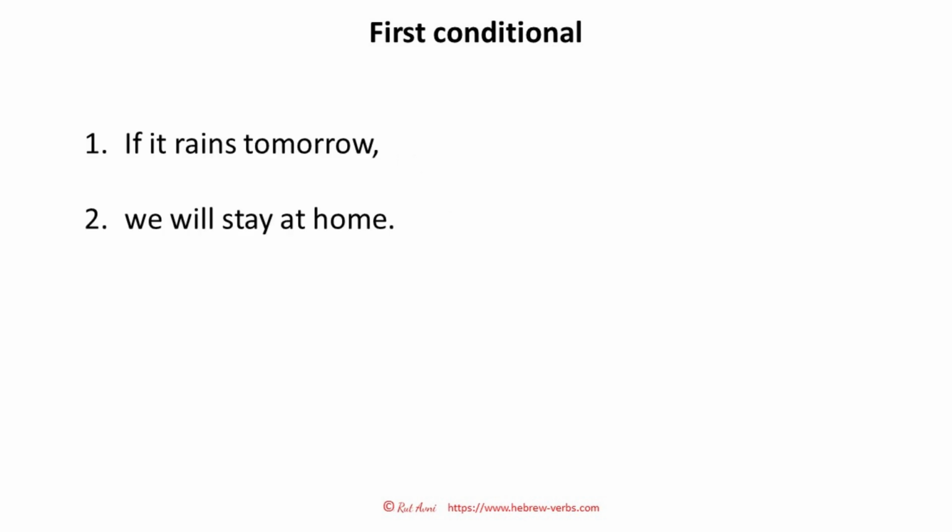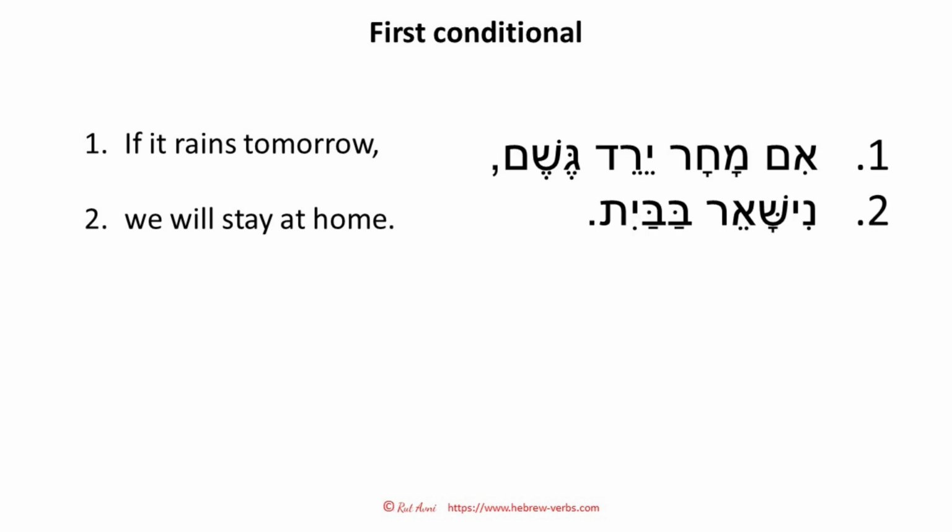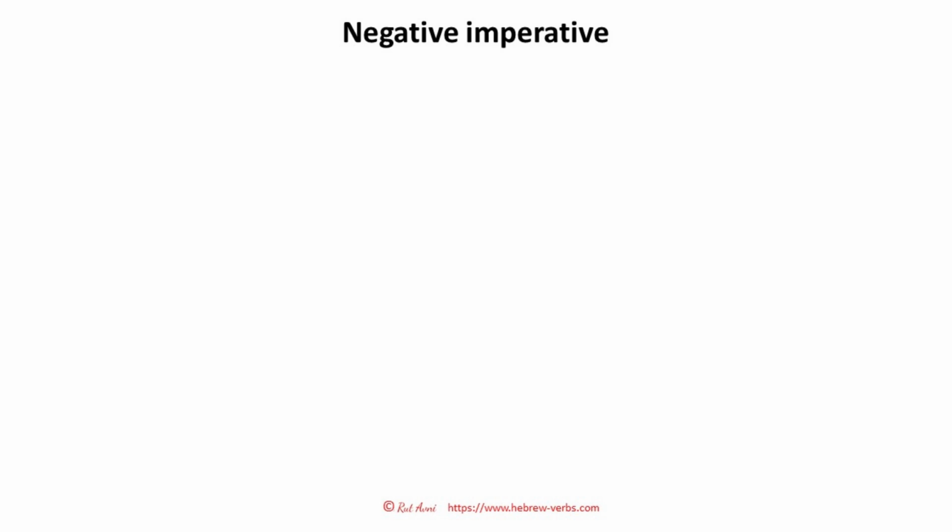Let's take this sentence here. If it rains tomorrow, condition, consequence, we will stay at home. Im machar yiret geshem, nisha'er babait. And here you see the difference to English. Rains: present tense in English, but in Hebrew, future tense. Again, without future tense, no conditional. And then it is the same. We will stay at home. Nisha'er babait. We will stay. Nisha'er.